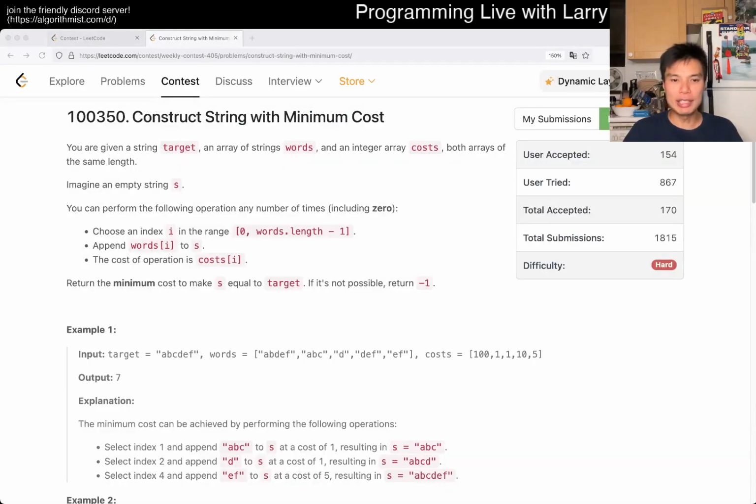This is me going over Q4 of the weekly contest for 5, Construct String with Minimum Cost.